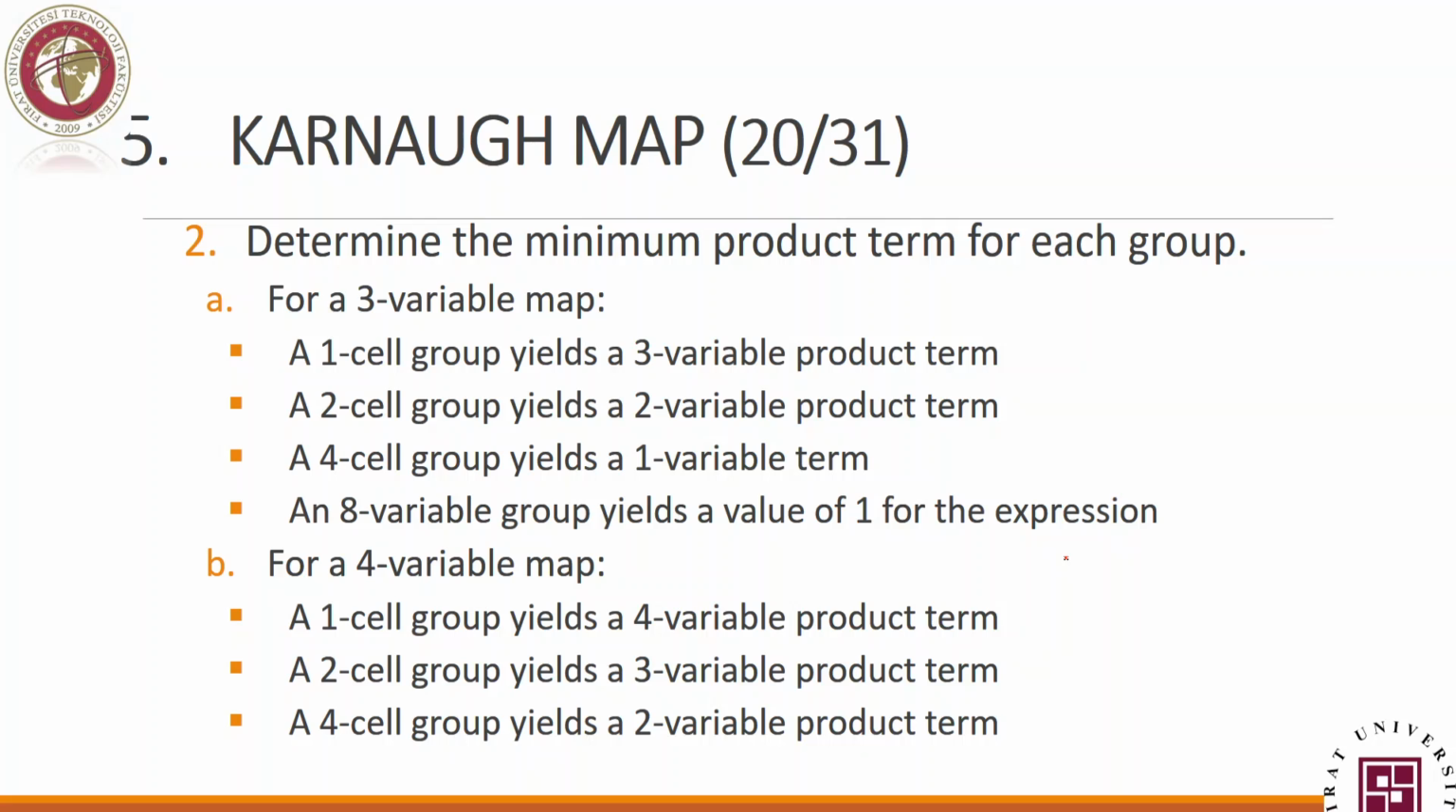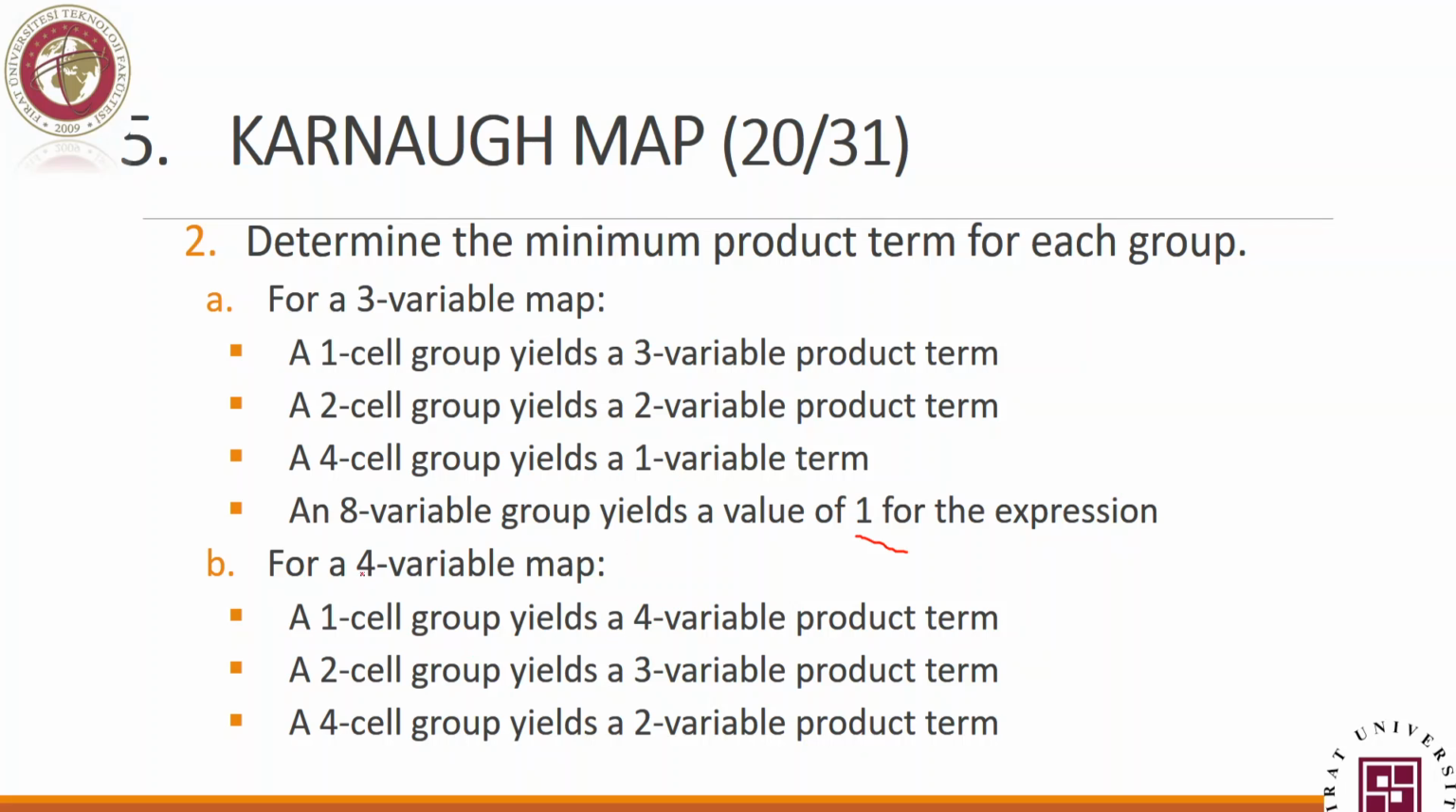Now, if you have a 3-variable map, you may have 2 to the power 3, that means 8 possible cells, and these cells may be filled, all of them, by 1s, and in that case the output is 1. Just 1. There is no other thing. If you have only one cell, then you will have 3 variables. If you have a group of 2 cells, then you will have 2 variables. If you have a 4-cell group, then you have 1 variable.